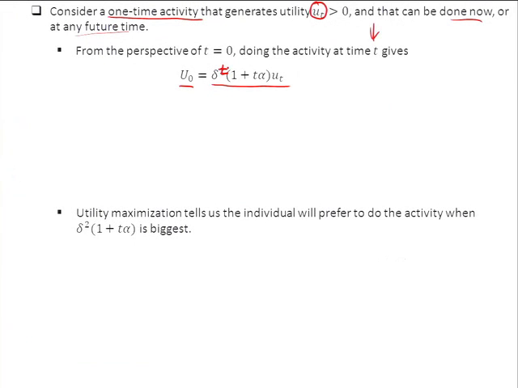So utility maximization, right? These plans are different. So the plan of doing it now is just plug a 0 in for t. The plan of doing it tomorrow is plug a 1 in for t, et cetera. And so utility maximization tells us that the individual will prefer to do the activity when this term here, delta to the t times 1 plus t to the alpha, is biggest, right?